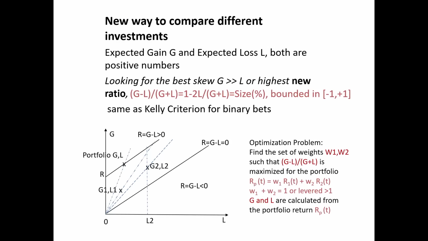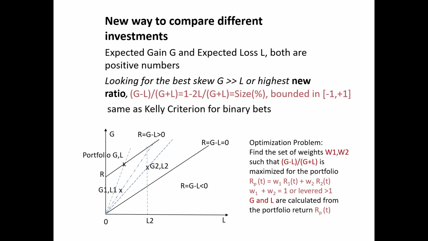So the new way to compare different investments, which I came up with, is to use expected gain and expected loss. I call it G and L. Here I use both as positive numbers, so when I say loss, these are absolute numbers. We are looking for the best skill, which is an expected gain much bigger than the expected loss.